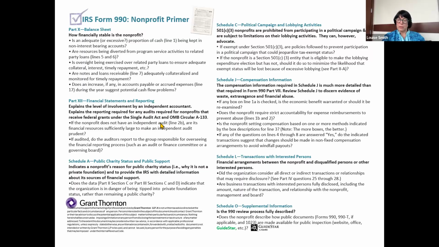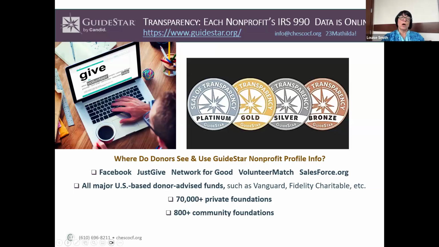All right, moving to GuideStar. We have a couple of pages here that, in case you aren't familiar with GuideStar, it has these seals of transparency, bronze, silver, gold, platinum being the highest. So the more information your nonprofit organization puts on GuideStar, the higher its seal of transparency. And so you certainly want to strive for that platinum.